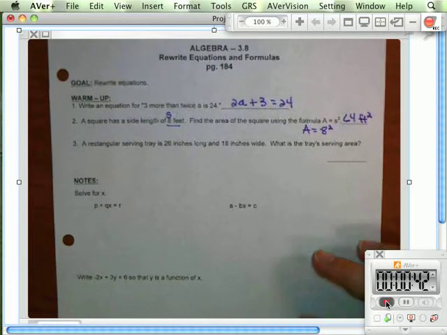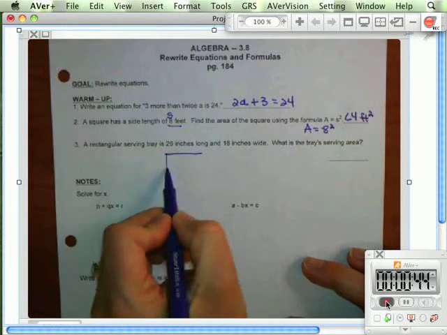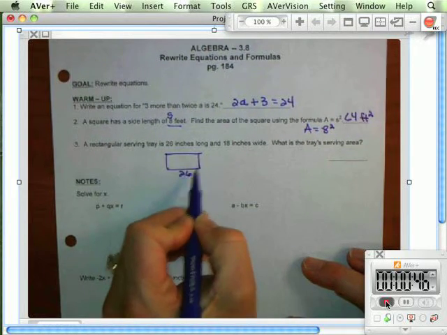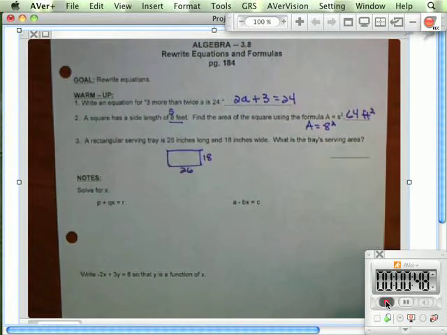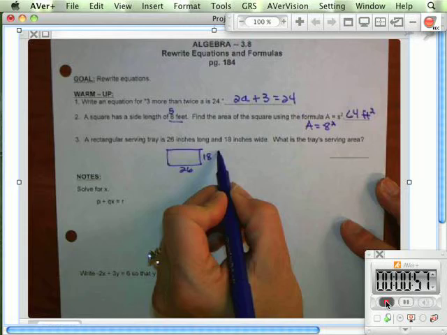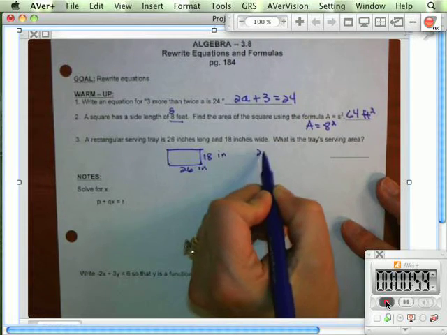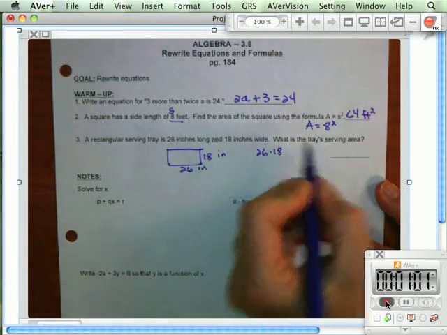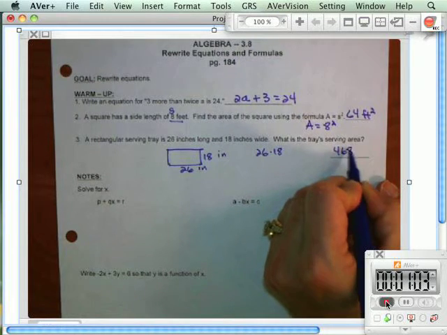A rectangular serving tray is 26 inches long and 18 inches wide. What is the serving tray's area? How do you find area of a rectangle? Length times width. And this is inches and inches. 26 times 18 is 468 inches squared.